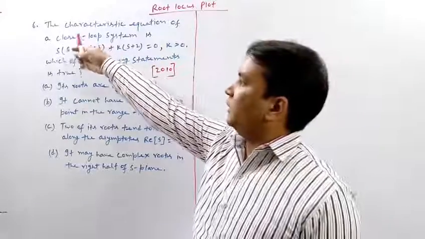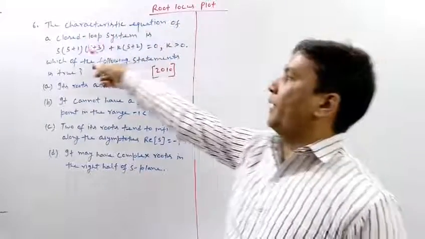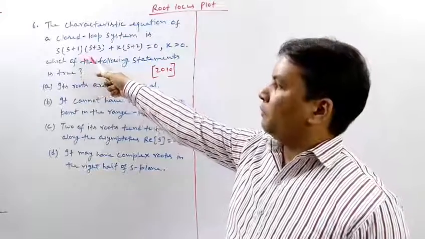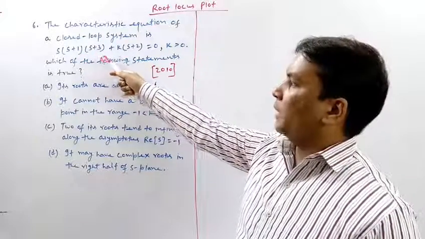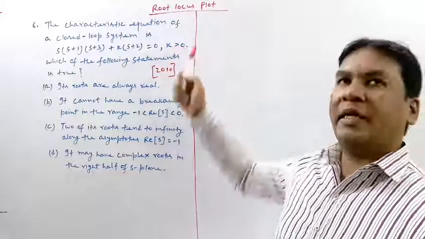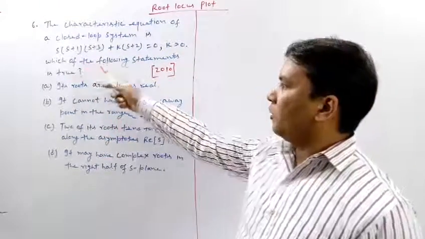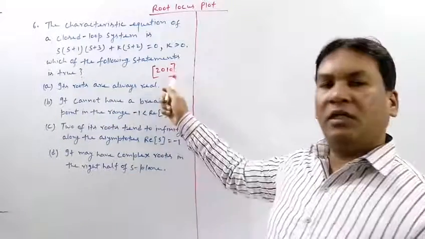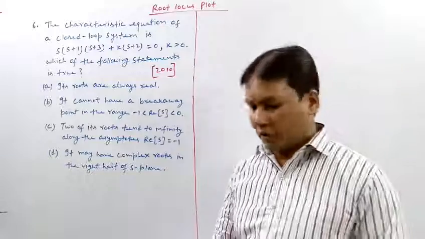The next question is: the characteristic equation of a closed loop system is S multiplied by S plus 1 multiplied by S plus 3, plus K multiplied by S plus 2, equal to 0, where K is greater than 0. Which of the following statements is true? There are 4 statements given, and this question was asked in GATE 2010.